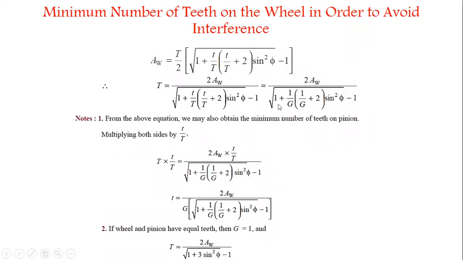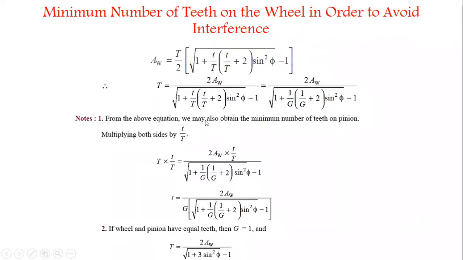Using this relation applied to this formula, we will get the value of the minimum number of teeth on the wheel in order to avoid interference. Capital T equals 2AW divided by the square root of 1 plus 1 divided by G into (1 divided by G plus 2 sin squared phi) minus 1.